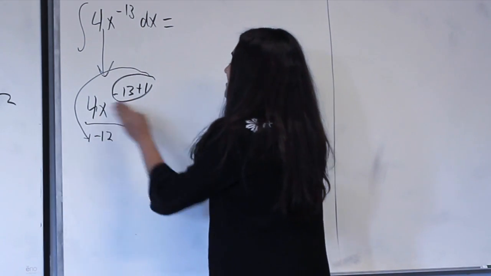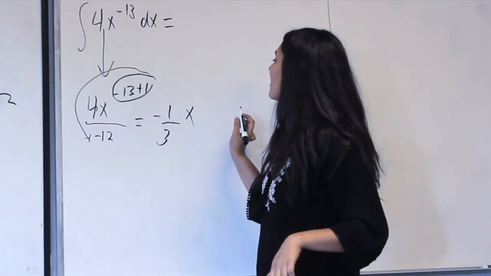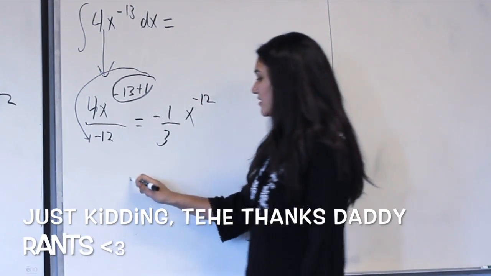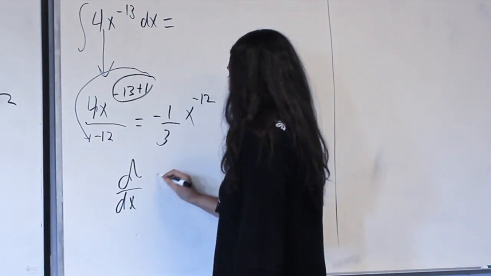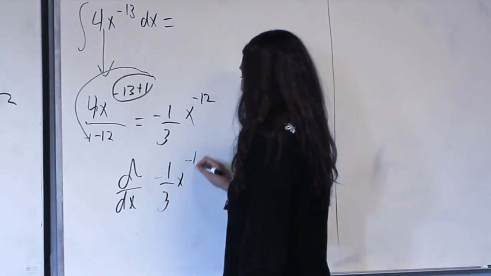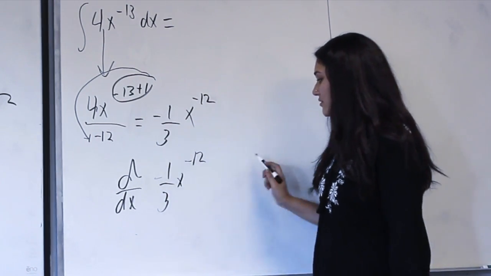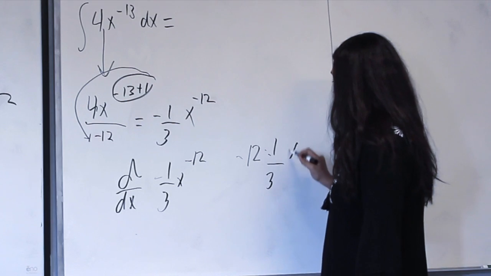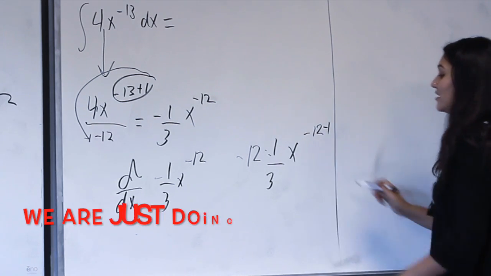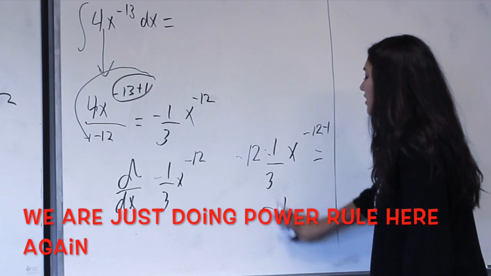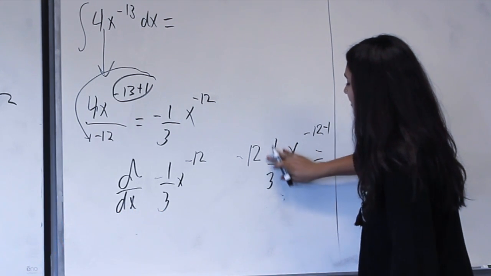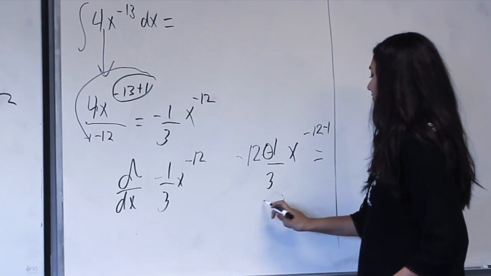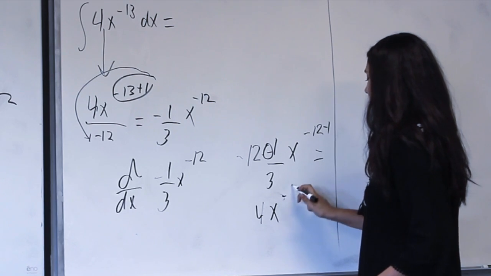And negative 1/3 x raised to the power of negative 12. Okay. Cool. And then how do we check this? So we do this again. d over dx of negative 1/3 x to the negative 12. You're going to take your negative 12 and multiply it by the negative 1 over 3, and subtract 1 from your exponent, which gives you negative 13. If you can read my handwriting, which is usually impossible, that's a negative sign. And you're going to have 4x to the negative 13.